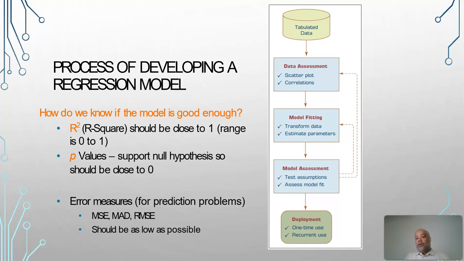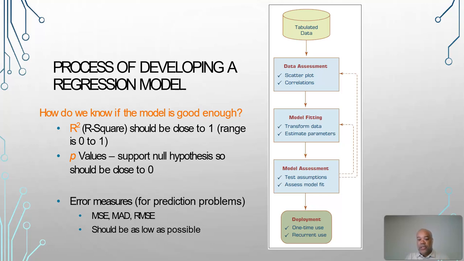So developing a regression model involves a structured process to ensure the model accurately represents the relationship between variables and can be used effectively for prediction or explanation. The process starts with data assessment, where scatter plots and correlation analysis are used to understand the relationships between variables.